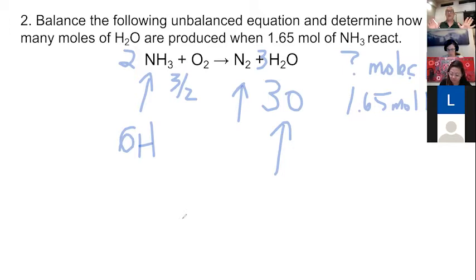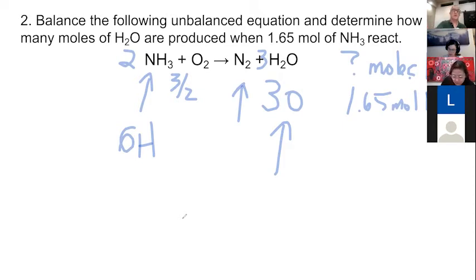If we're dealing with atoms, we can't do that. There's no such thing as 1.5 molecules of oxygen. That doesn't make any sense. You can't have half a molecule. But when we're dealing with moles, that's totally fair.